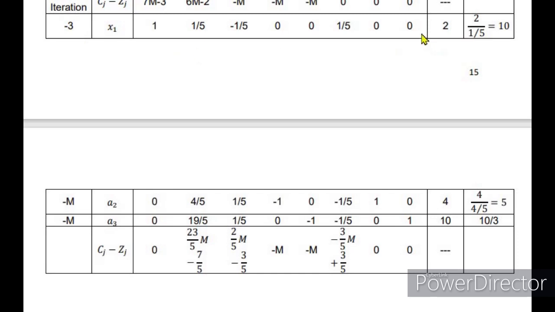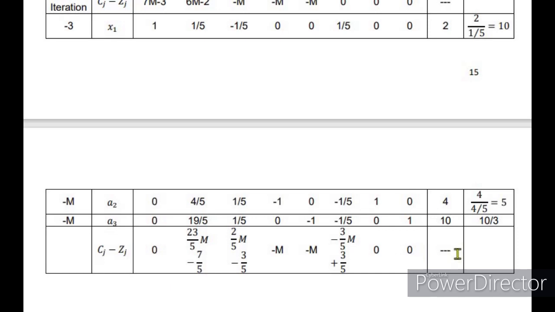Next, for the last column of a sub 3. So negative 3 multiplied by 0 is 0. Negative m multiplied by 0 is 0. Negative m multiplied by 1 is negative m. So subtract it from the numerical coefficient here, which is negative m. So negative m minus negative m is equal to 0.